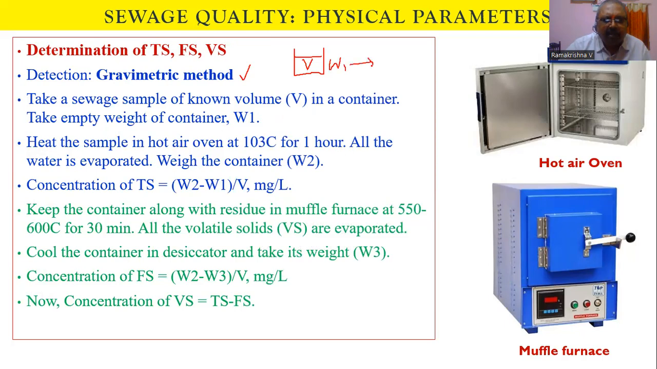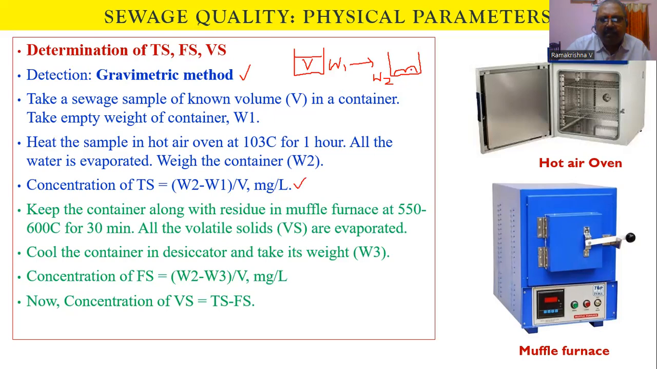And then we are heating it in an oven. This is a hot air oven, and it is heated up to 103 centigrade for 1 hour, so that all the water will get evaporated, leaving only some amount of the solids, say W2. The weight of solids is nothing but the difference of these weights, W2 minus W1, and the volume of the sample is V. The concentrations in water quality or wastewater quality are expressed in terms of milligrams per liter. So W2 minus W1 is in milligrams, and V is volume in liters, so milligrams per liter.